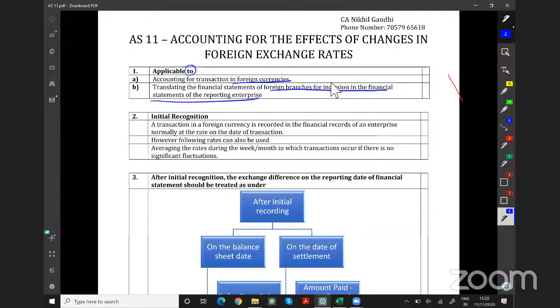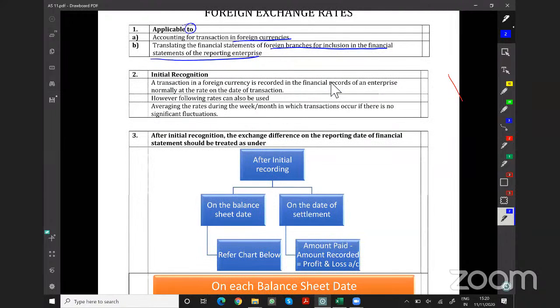Initially, any transaction in foreign currency is recorded in the financial statements of the enterprise normally at the rate which prevails on the date of transaction. Rate on the date of transaction. So I purchased the mobile on 5th of April. So on 5th of April, the exchange rate prevailing on that date will be used.